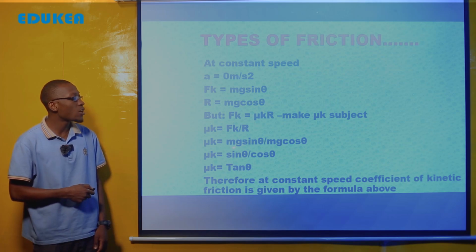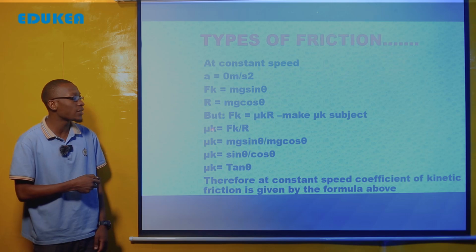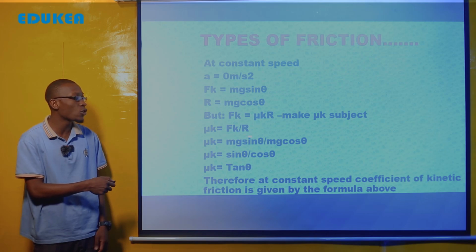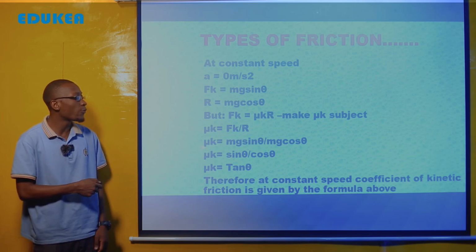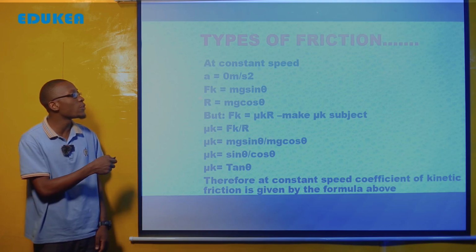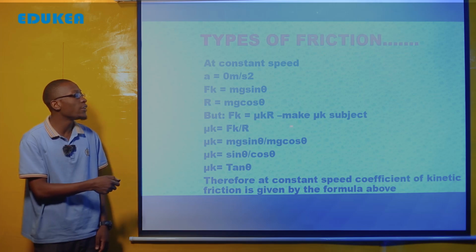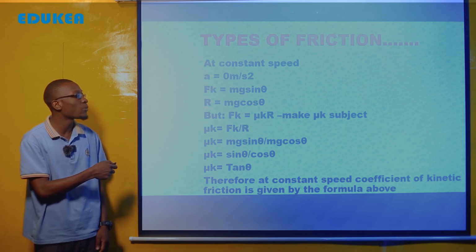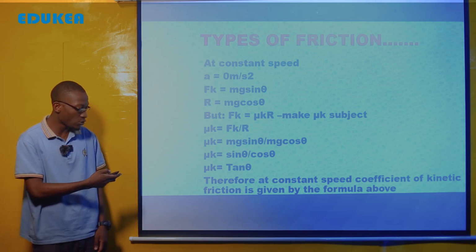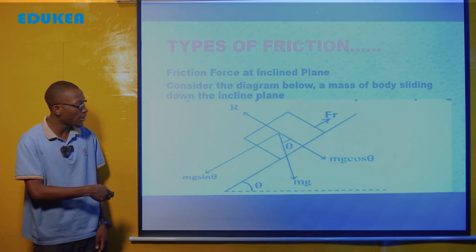Here we see that we know the coefficient of static friction or coefficient of dynamic friction is equal to the frictional force due to the motion divided by the normal reaction. So the coefficient of kinetic or dynamic motion is equal to mg sin theta, which is the frictional force due to the dynamic motion, divided by mg cos theta, which is the normal reaction due to the motion, as you see here in the diagram.